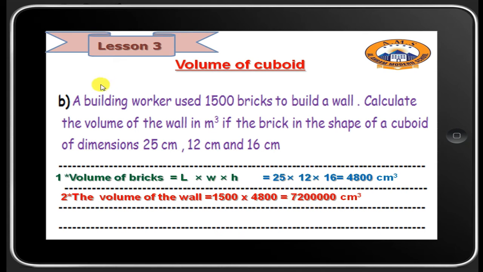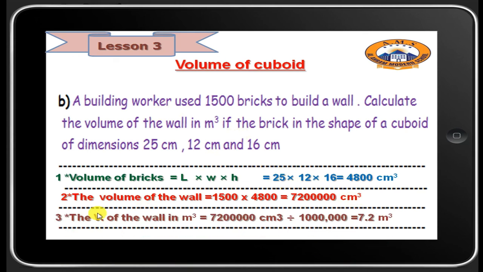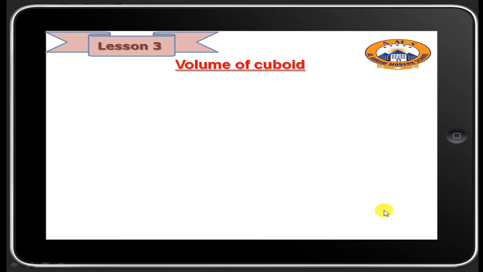7,200,000. Now, to change the unit from the cubic centimeter to the cubic meter, yes, miss, we studied this, from small unit to the big unit we're going to divide, and from the cubic centimeter to the cubic meter I'm going to divide it by million. Very good. So the volume of the wall in the cubic meter is going to be divided by 1 million. That will give me 7.2 cubic meter.